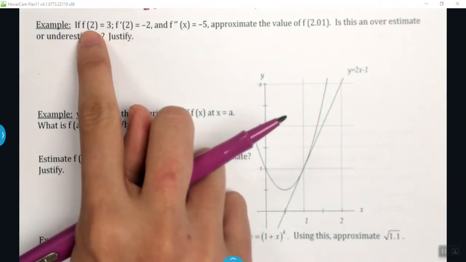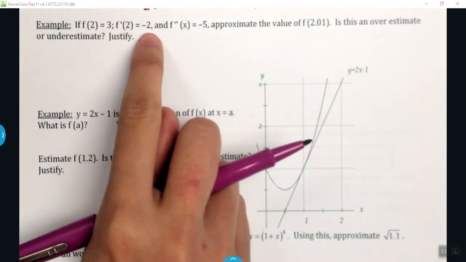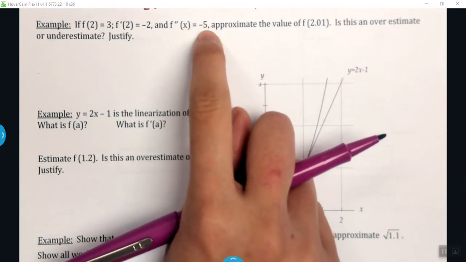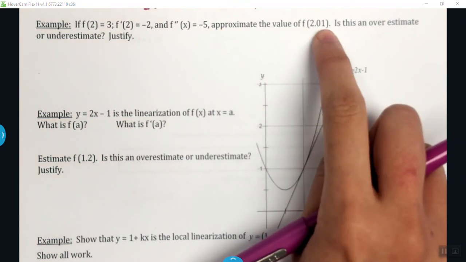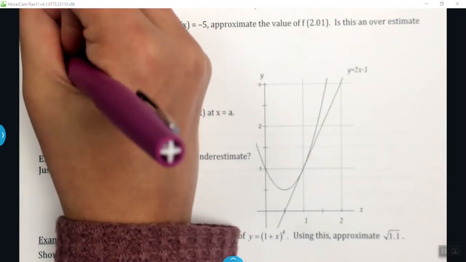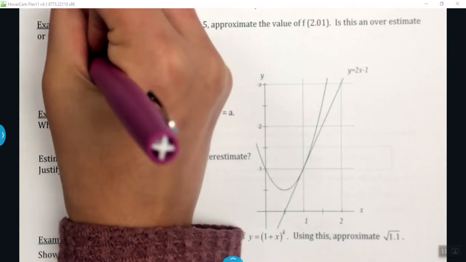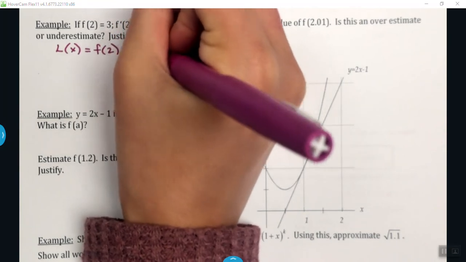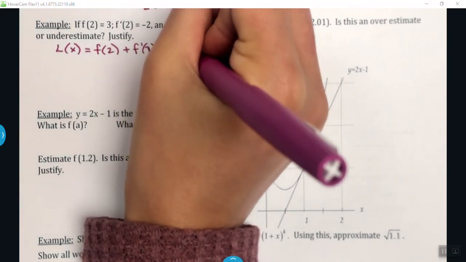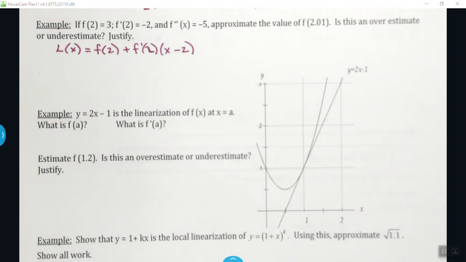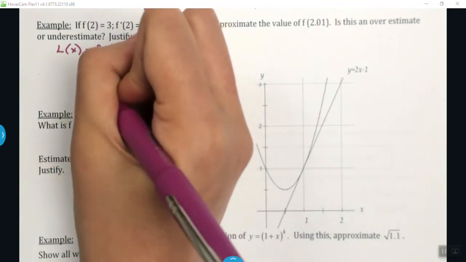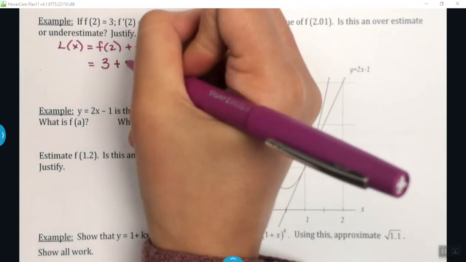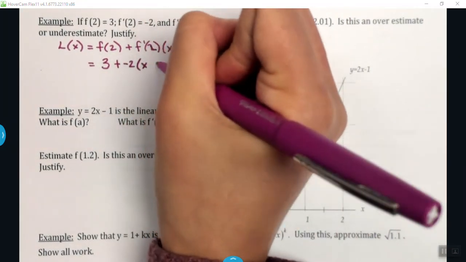This is nice. f of 2 is 3. The slope at 2 is -2, and the second derivative everywhere is -5. Approximate the value of f of 2.01. So let's make a linear approximation at 2. That's f of 2 plus f prime of 2 times x minus 2. There's our linear approximation equation. f of 2 is 3 plus f prime of 2 is -2 times x minus 2.